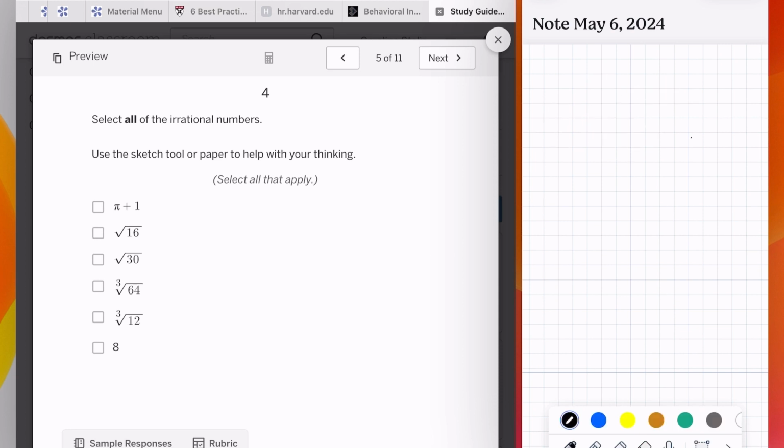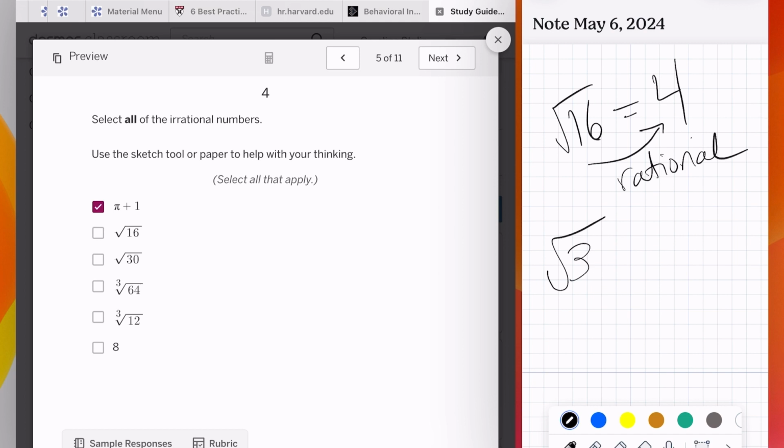What really matters here is square roots and cube roots of a lot of non-perfect squares and perfect cubes are irrational. So, okay, pi plus 1, that's irrational because pi goes on forever with no repeating pattern, and pi plus 1 is just 4.14159265535, etc. Goes on forever, no repeating pattern. The square root of 16, however, that's a nice number. That's 4. 4 times 4 is 16. So that is rational, so it's not one of our answers.